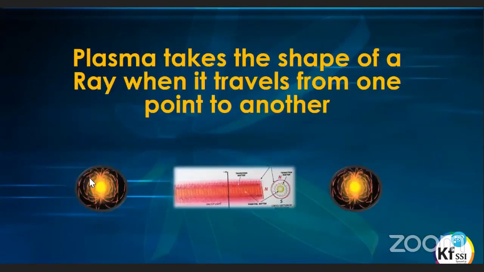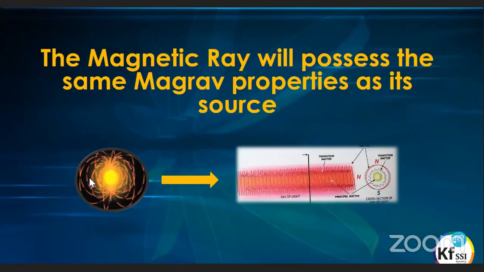The plasma takes the shape of a ray when it travels from one point to another. The important part here is that the magnetic ray will possess the same magnetical gravitational properties as its source. So whether it be the sun or ourselves, it possesses those fields which come out from that original source.